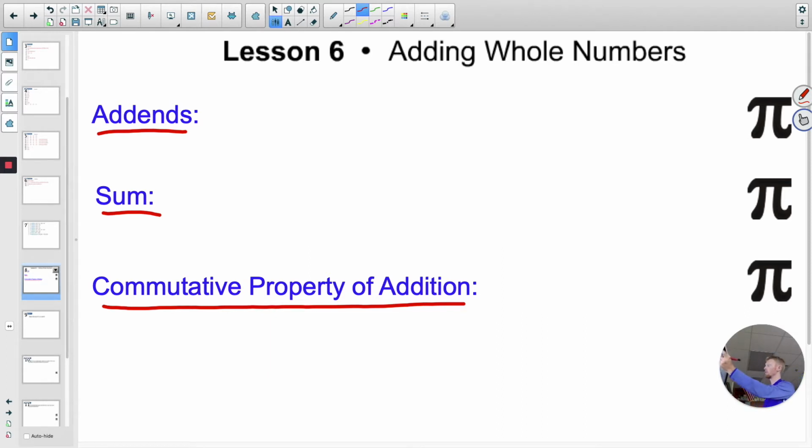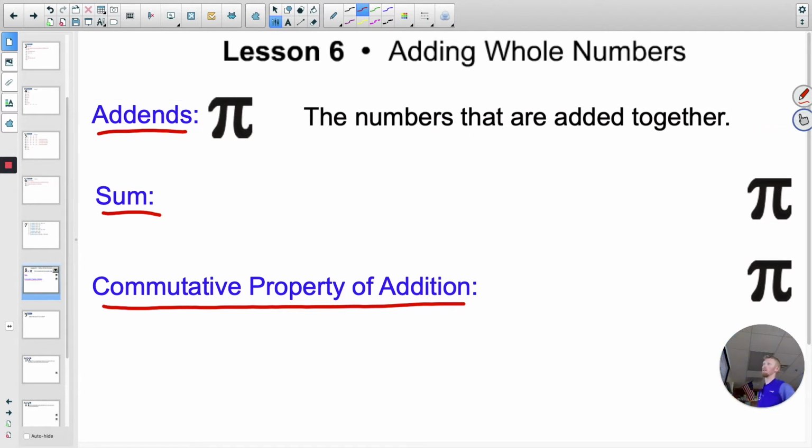And I'm gonna reveal the definition for these. So add-ins are the numbers that are added together. Those are add-ins. All right, so numbers that are added together. So if we had 2 plus 2, or 2 plus 3, these two numbers are the add-ins, right?